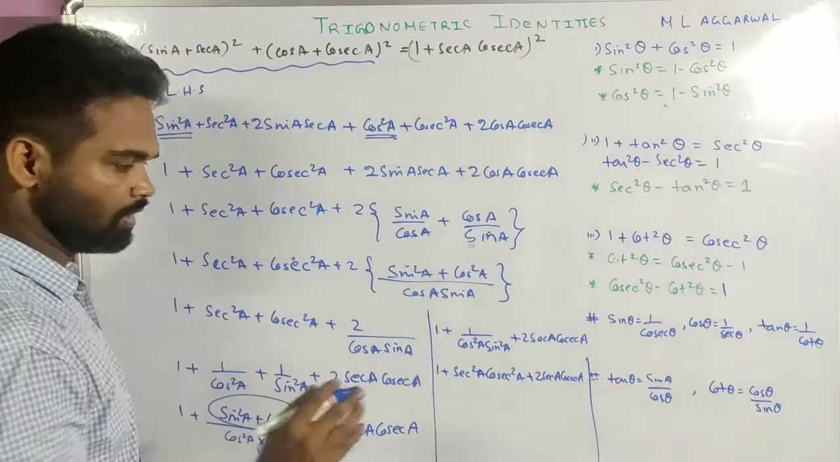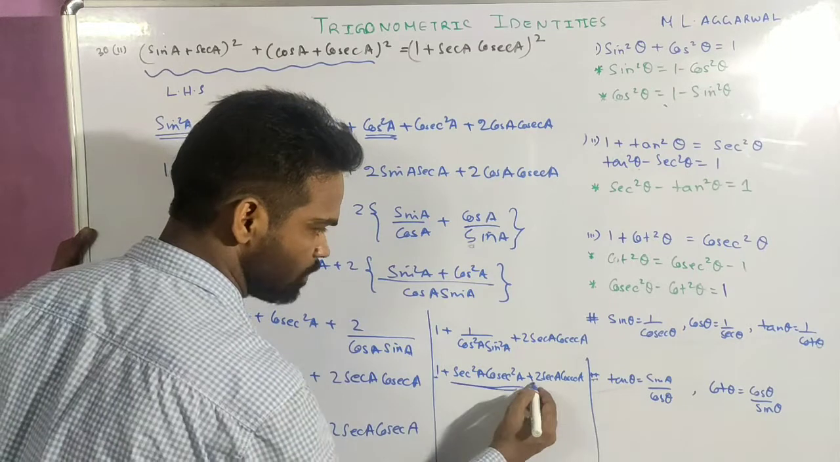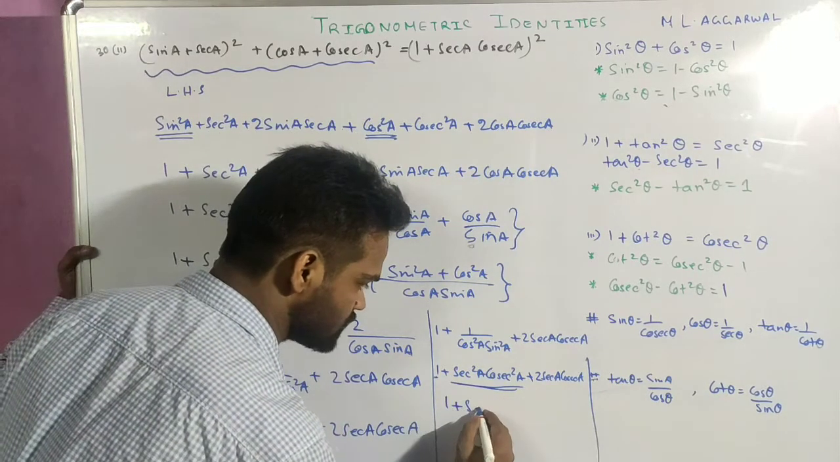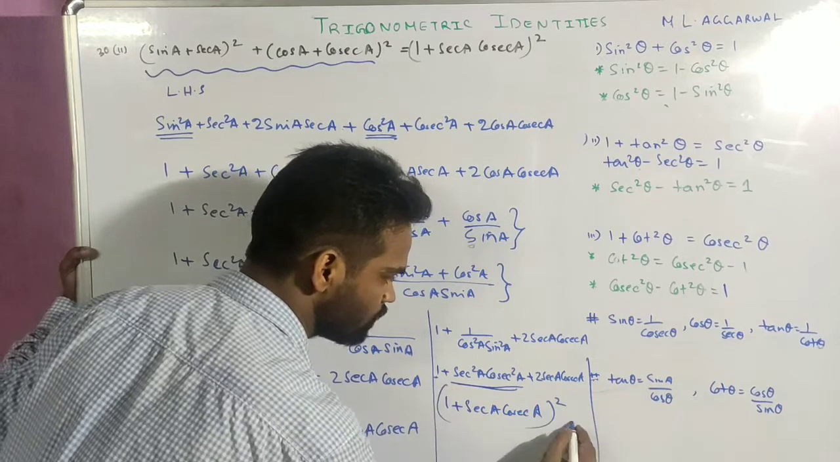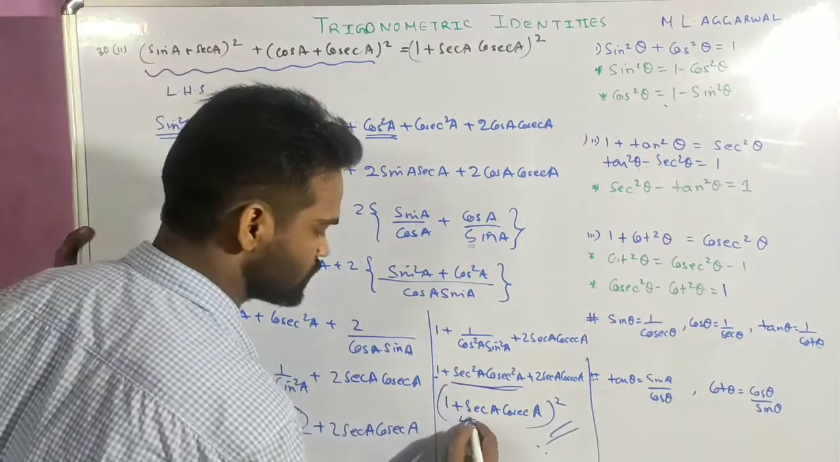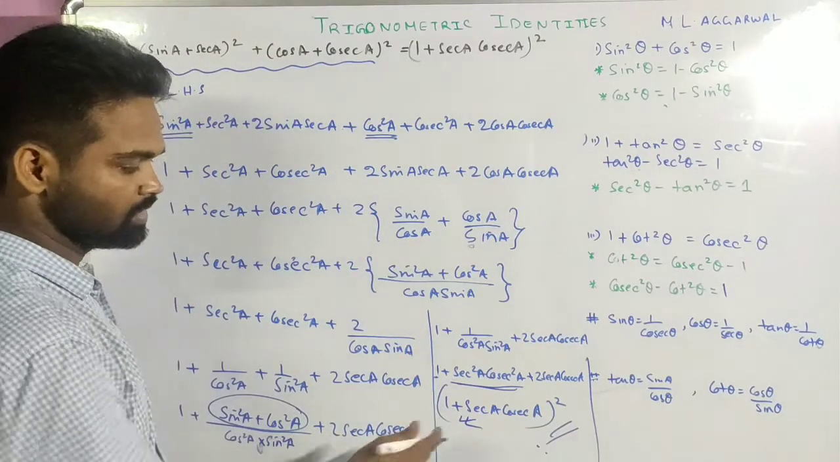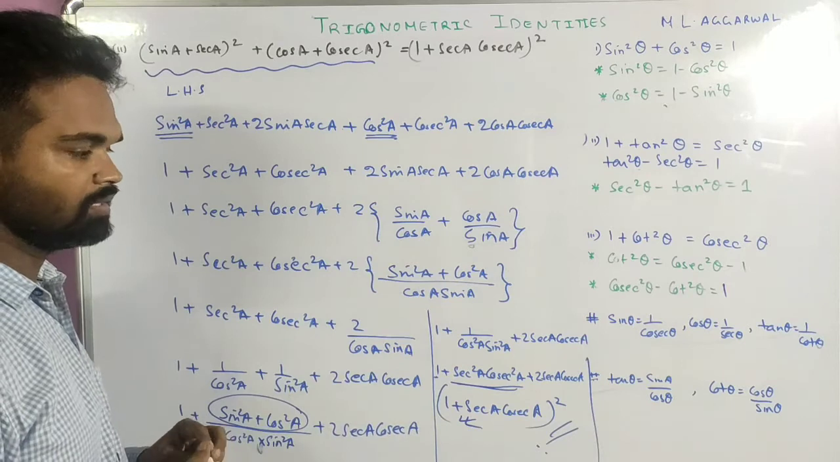Am I clear or not? Now look carefully. A square plus B square plus twice AB, which means (1 plus sec A cosec A) whole square. Isn't it? Formation of perfect square. This is your RHS. Done. Now let us look at the next sum.